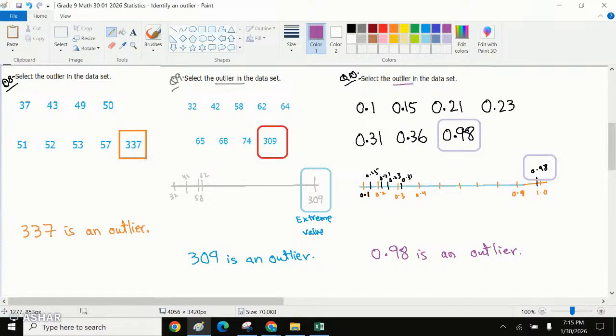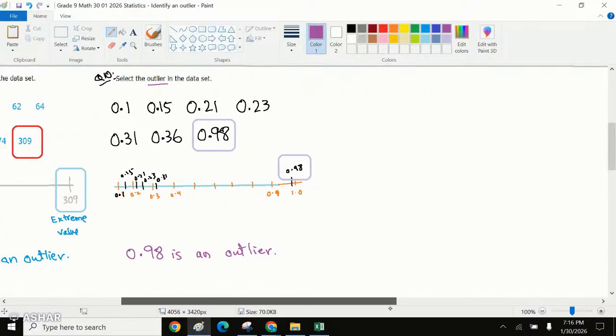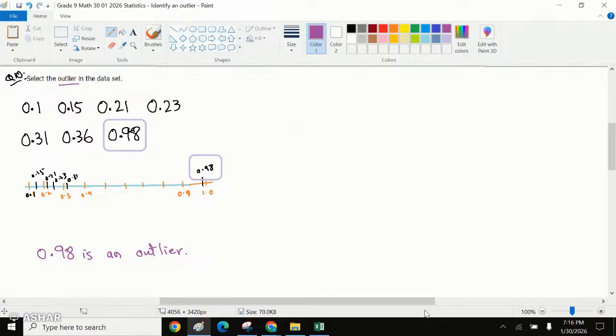So let's try another question. Do we agree on this? Do we have any more questions? Okay. I'll try another one with the decimals. If it says select an outlier in question number 11.